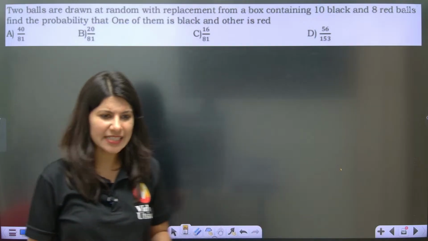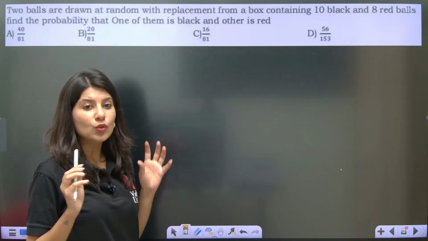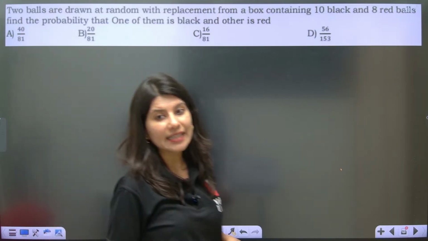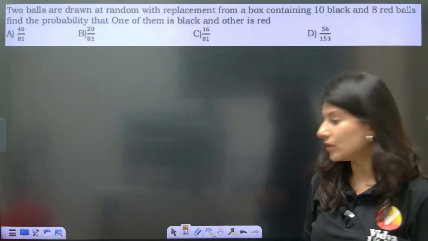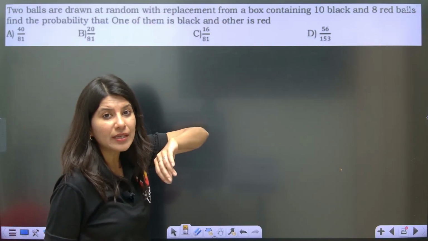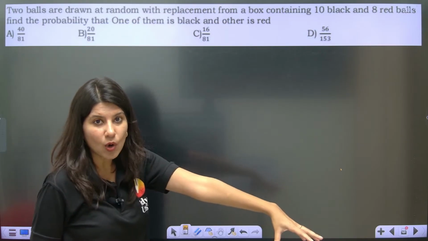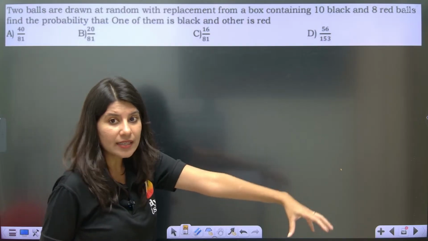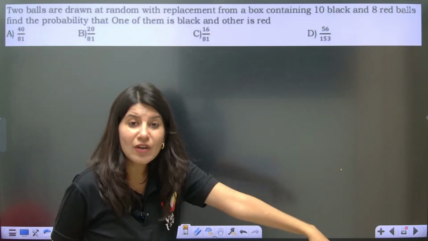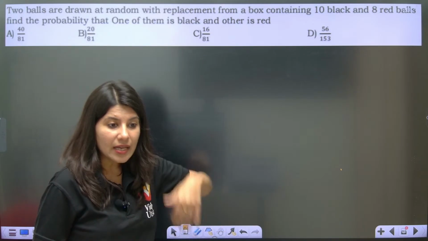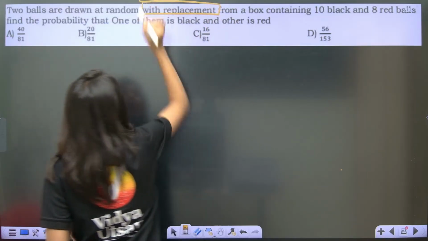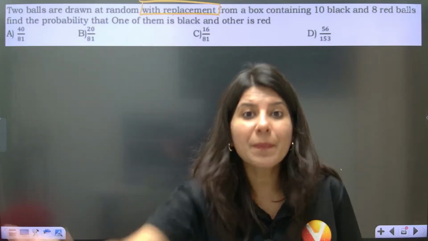Let us move on to the next problem, which is this. Good problem. Easy problem. I like this problem a lot. Two balls are drawn at random with replacement from a box containing 10 black and 8 red balls. Okay. Find the probability. Now, with replacement means what are we doing? There are 18 balls, 10 black, 8 red. I am just taking out a ball, checking the color, and again I am keeping it back. This is what with replacement means. I hope that you are aware what is with replacement. You're keeping it back.